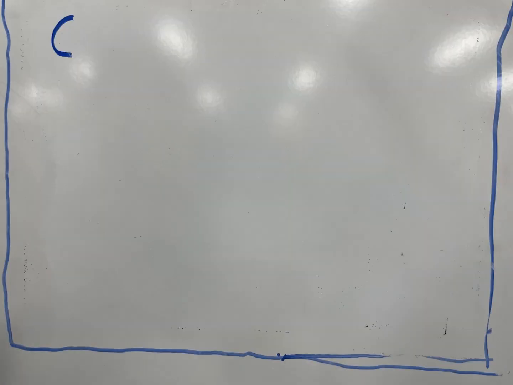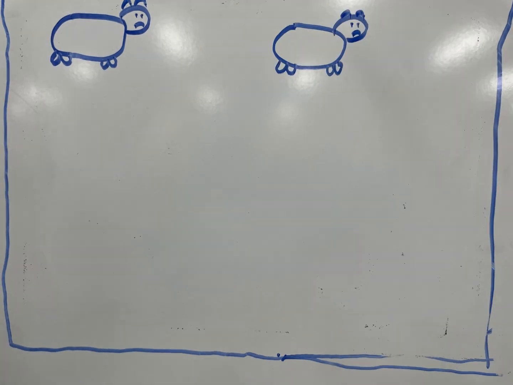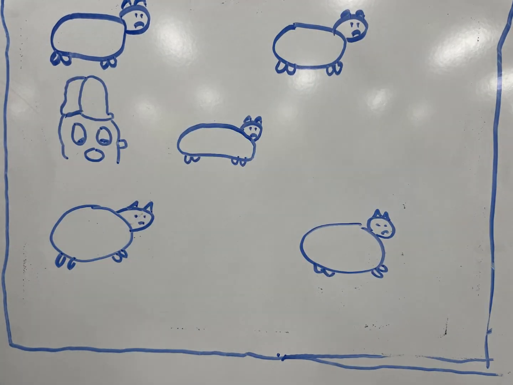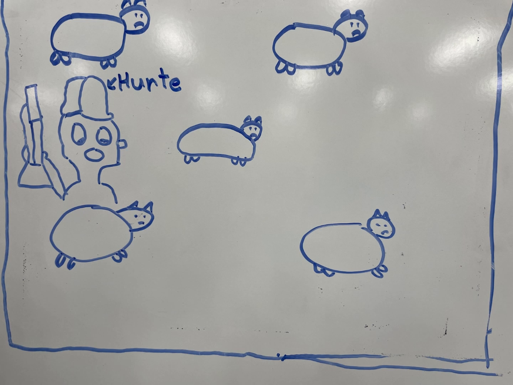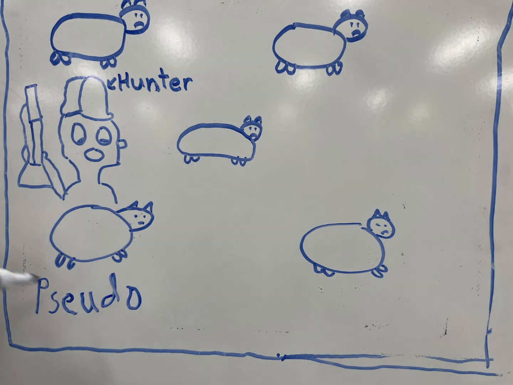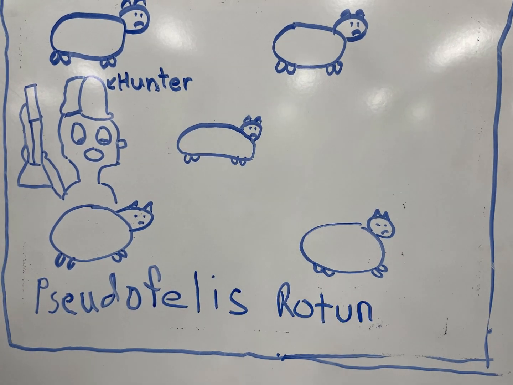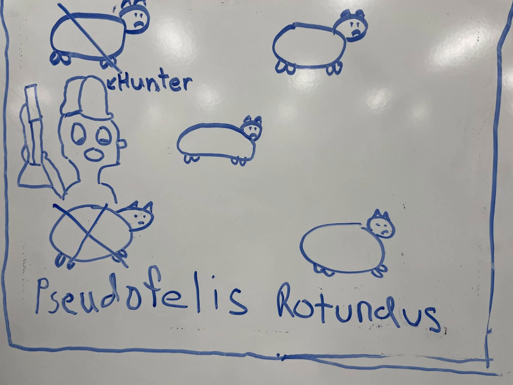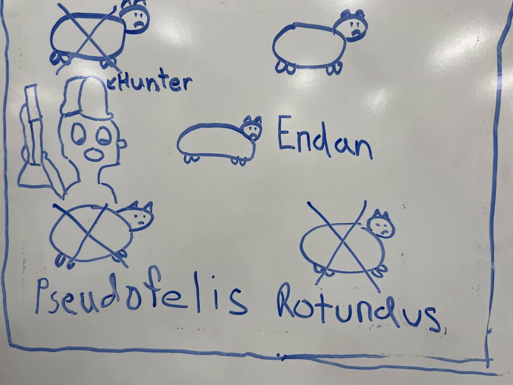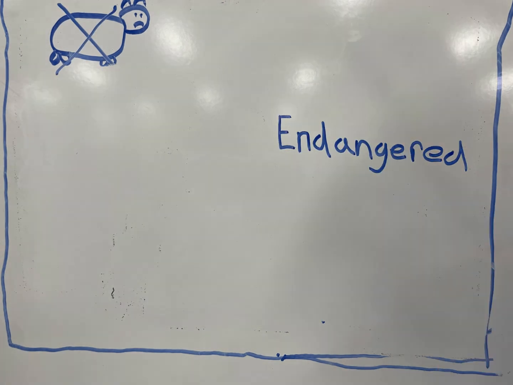Next up is the Endangered Species Act. As many species neared extinction, such as the Pseudophilus rotundus pictured here, lawmakers and regulators sprung into action to prevent the loss of habitat and the loss of species that was incoming. So, they outlawed hunting these species on public or private lands. This led to the Endangered Species Act of 1973.